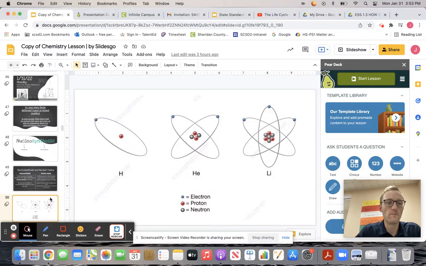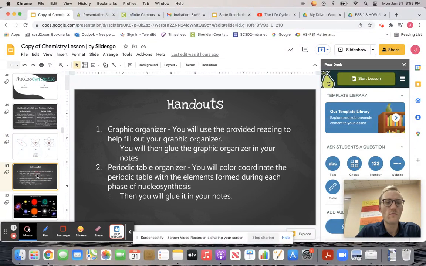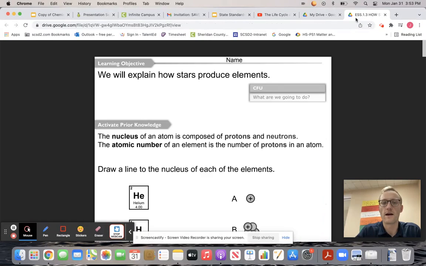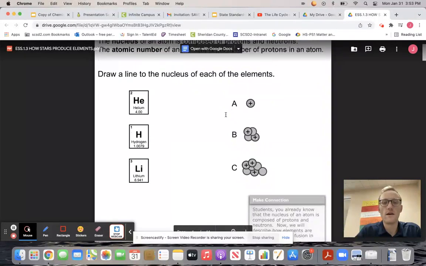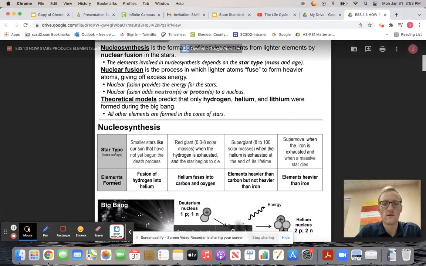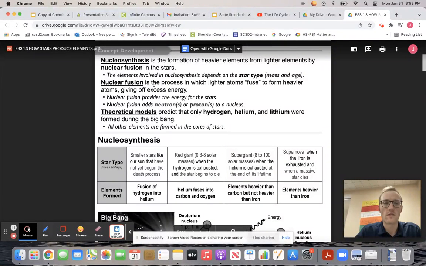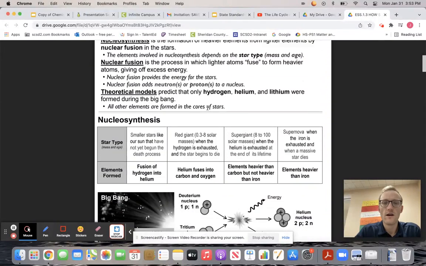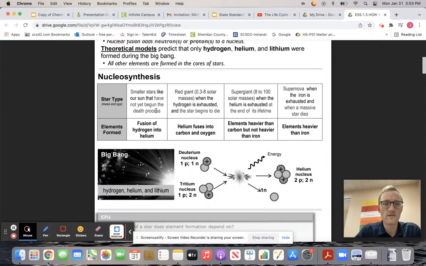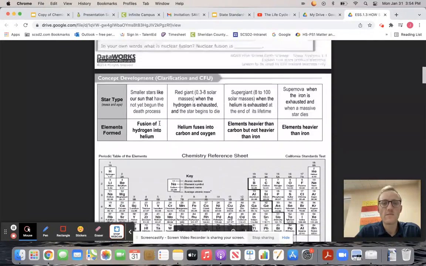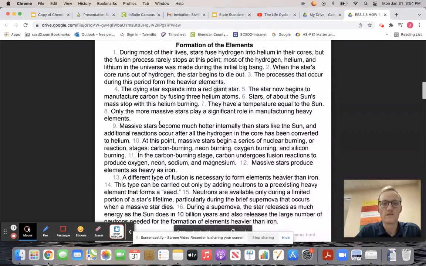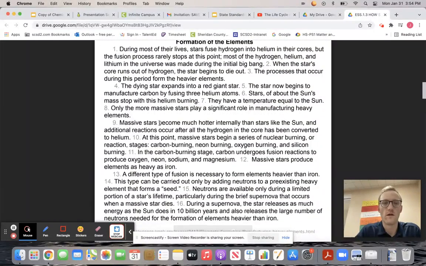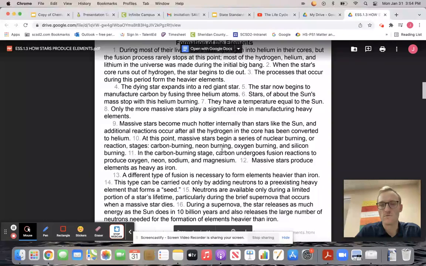So then what we did is we got these two handouts, and I'll show you what they look like. We'll make sure you get these when you get back. We started with this one. This kind of breaks down what we just talked about, nucleosynthesis and nuclear fusion, and where these are taking place. We had people start out by reading this. So if you want to, pause the video and read over this real quick.